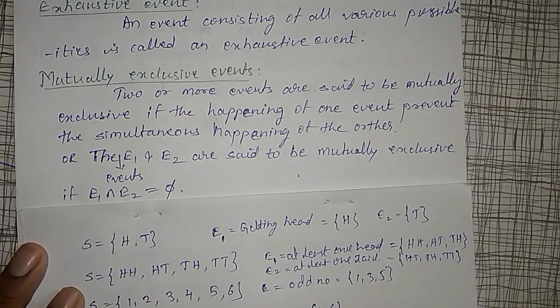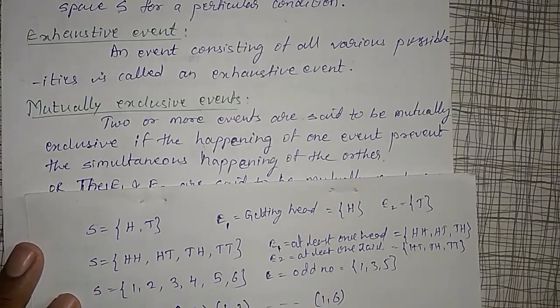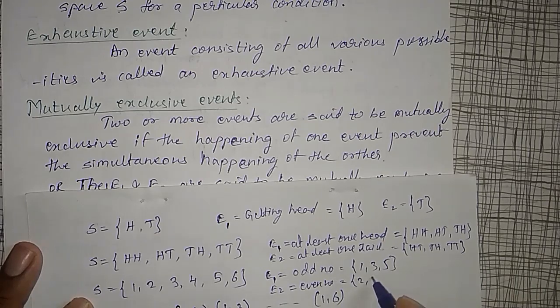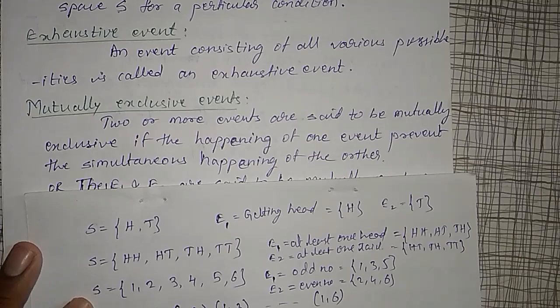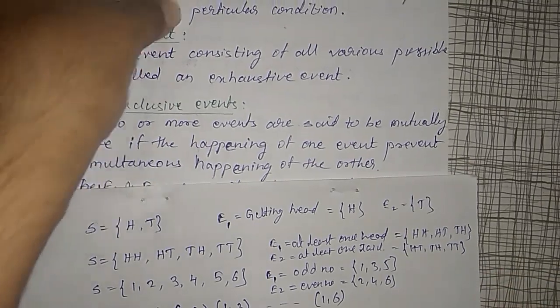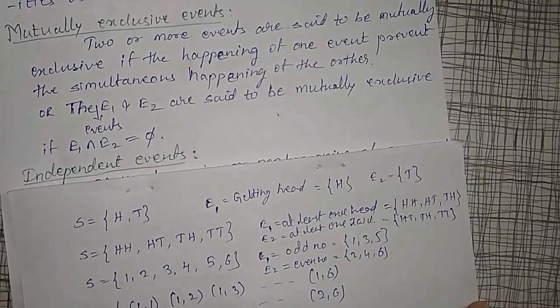not mutually exclusive. In the third case, for example, whenever a die is rolled, E1 I will make it an odd number, E2 I will make it an even number, that is 2, 4, 6. Therefore E1 and E2 are mutually exclusive events here. They are not depending on each other. Such events are known as mutually exclusive.